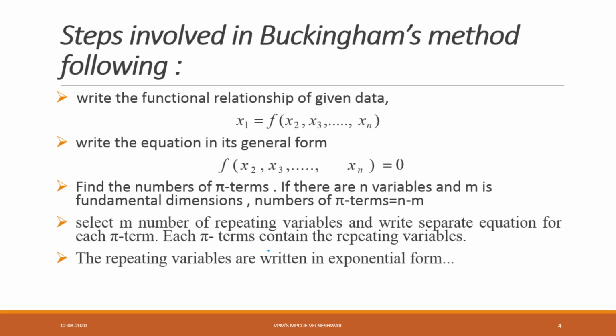Find the number of pi terms. Here, how many pi terms are there? See here, pi 1, pi 2, pi 3, up to pi n, like this. If there are n variables and m fundamental dimensions, the number of pi terms is equal to n minus m. Here n is the number of variables and m is the number of fundamental dimensions.